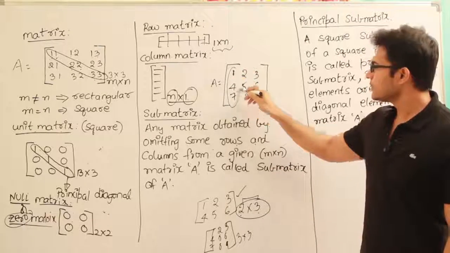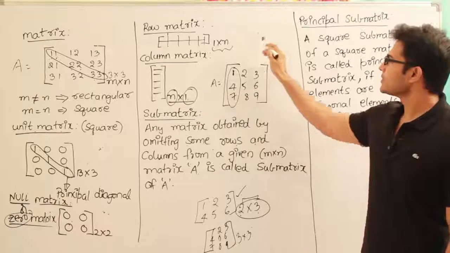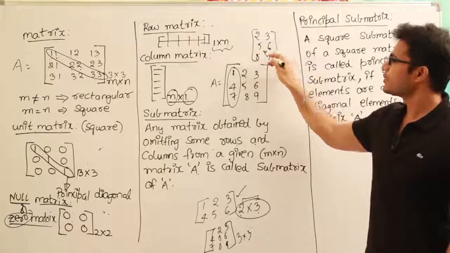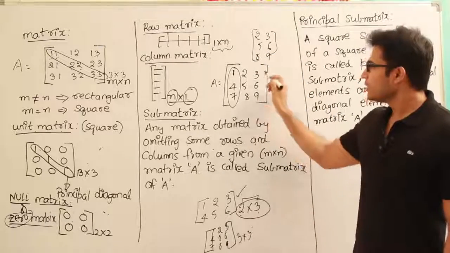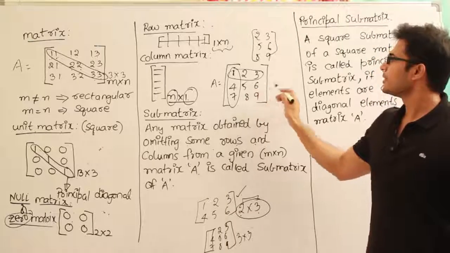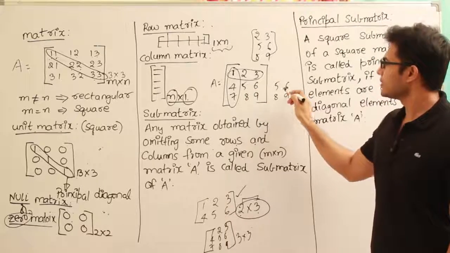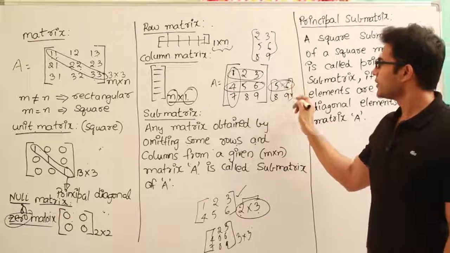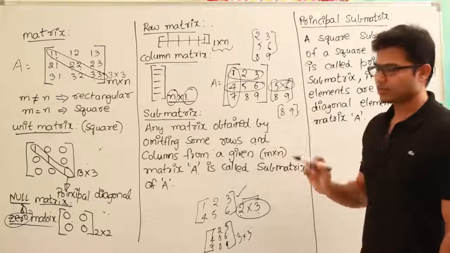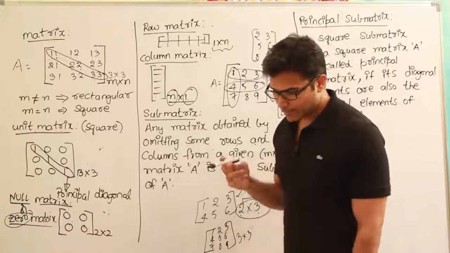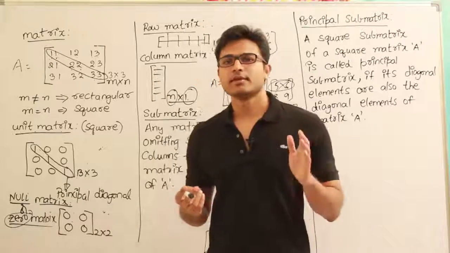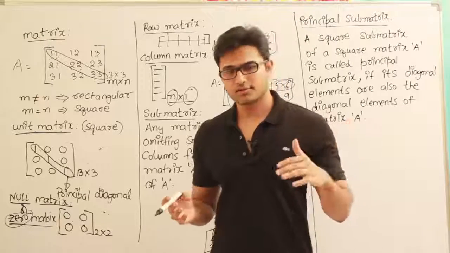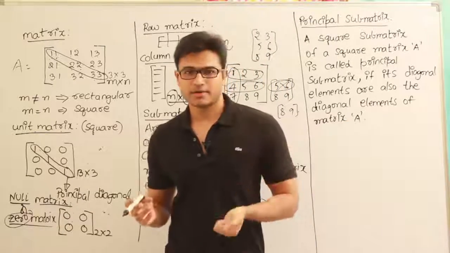Which means you can delete this, then the remaining elements like this, 2 3 5 6 8 9, this is a submatrix of A. Or you can eliminate this also and call the remaining 5 6 8 9 a submatrix. Or you can eliminate this row as well, and 8 9 is also a submatrix, got it? So a submatrix is nothing but you eliminate either some rows or some columns or both rows and columns, and the resulting matrix, whatever you get, you can call it a submatrix, right?